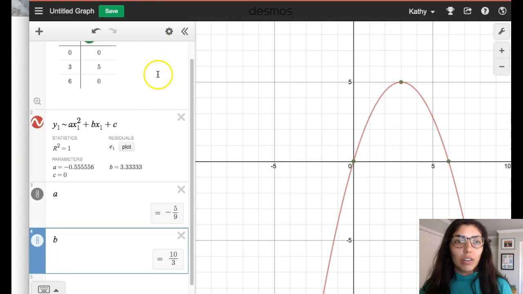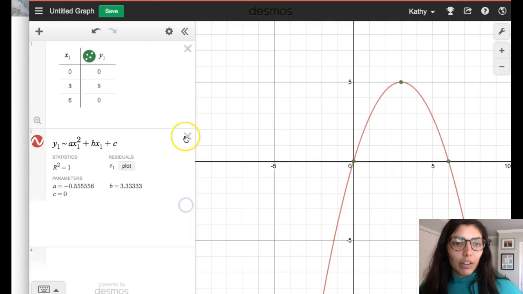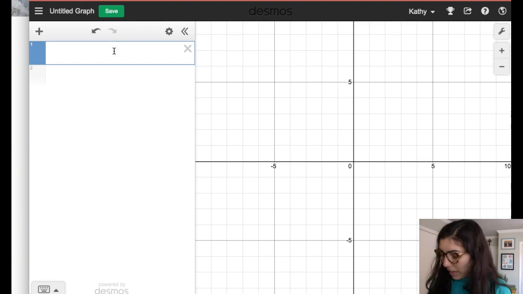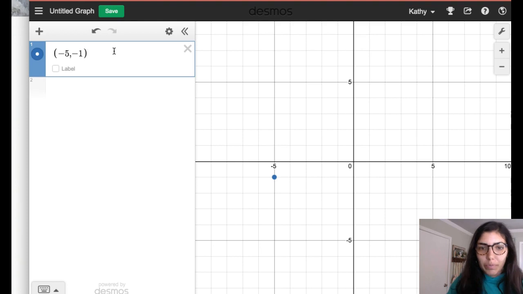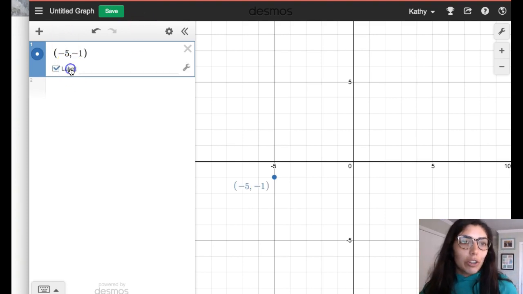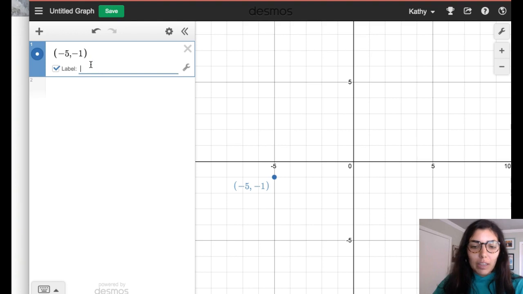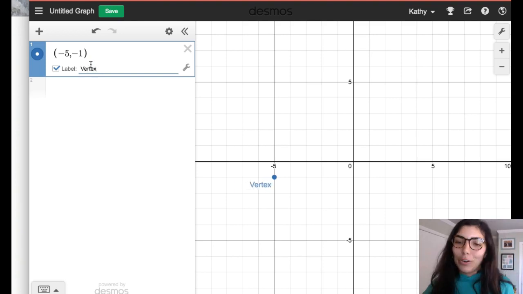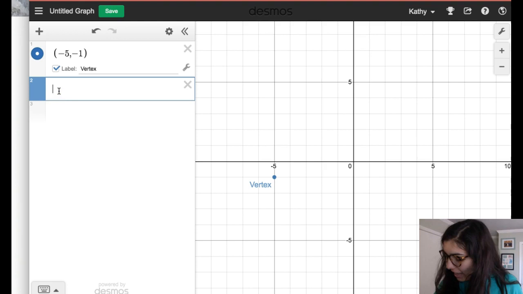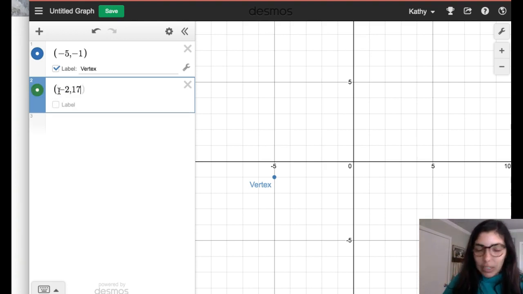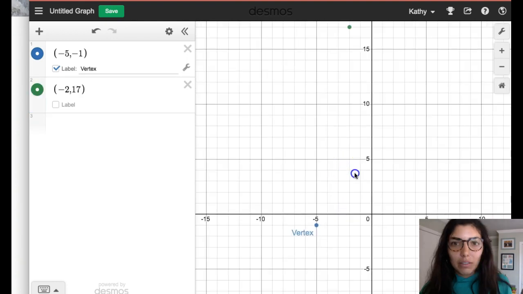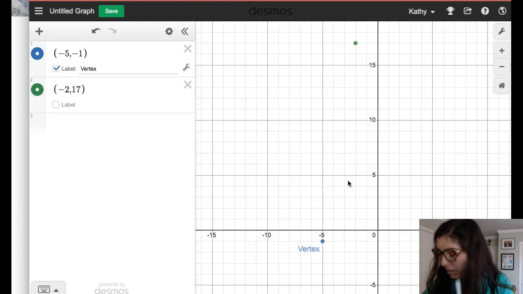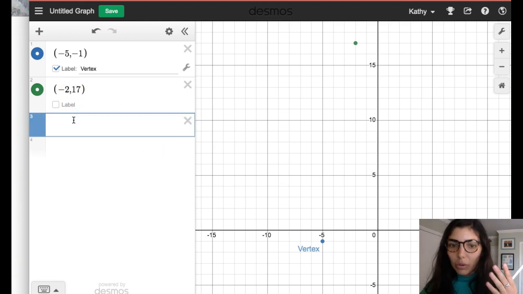Okay, so let's go put that in there. We got to get rid of all of this stuff. Goodbye. We're going to type in our vertex, which was (-5, -1). Just for good measure, because I'm showing you guys what we're doing, I'm going to say that this is the vertex. You don't have to label it. The other point was (-2, 17). We want to see, it's off screen, we want to see which of our graphs that we get as an answer choice will go through those two points.